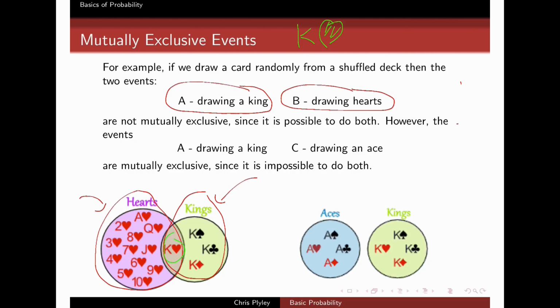2. Doesn't matter how small it is. If it's not 0, it's not mutually exclusive. I'll denote that ME.